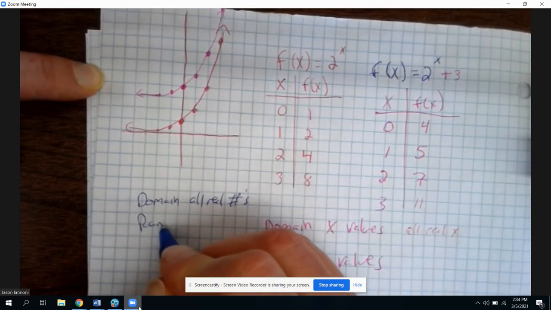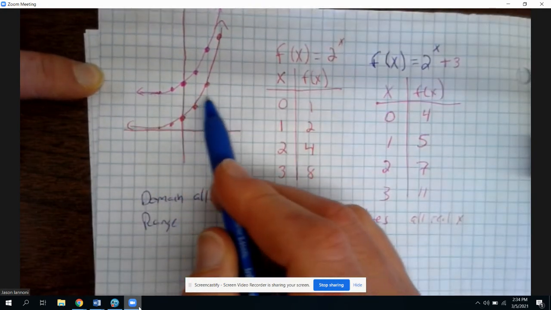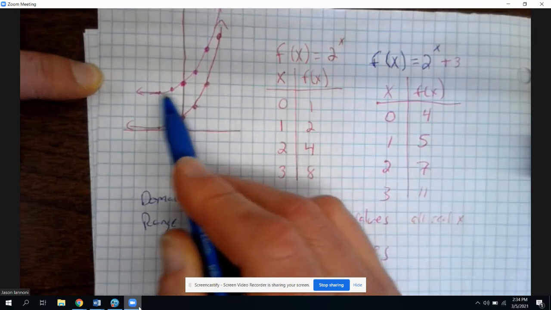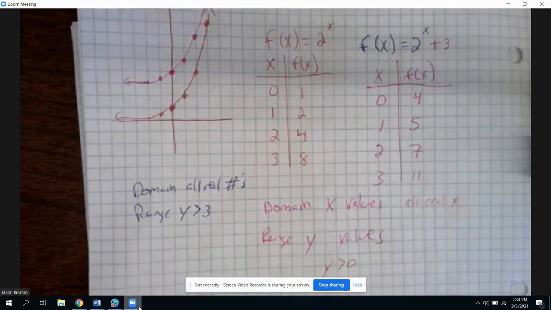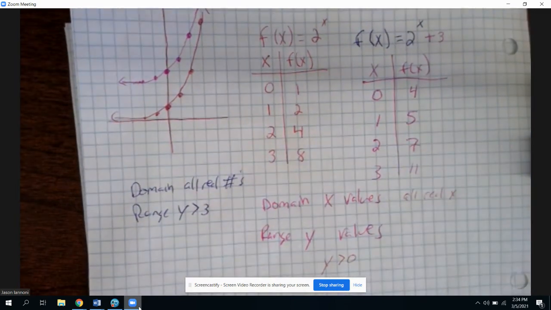And for our range, okay, if it's going to approach this line right here, 1, 2, 3, that's y equals 3. So y is greater than 3 because it's never going to actually touch that y equals 3 line. It's just going to be greater all the time. Okay, so domain and range there.